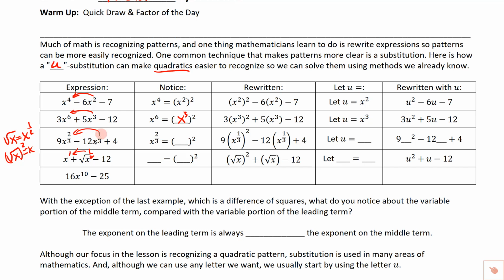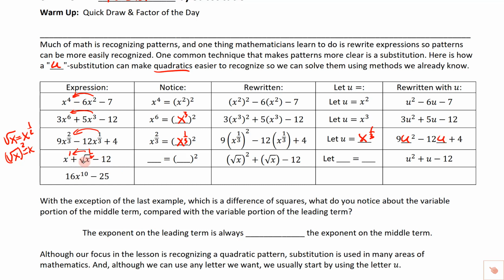Same thing here. Again, we're keying off that middle variable expression. So x to the 1/3 squared is the same as in that first one. We've got 9 times x to the 1/3 squared, minus 12 x to the 1/3, and then plus 4. We're going to let u equal that middle expression, x to the 1/3. Wherever there's an x to the 1/3, I get to put a u. So this is 9u squared, then minus 12u.